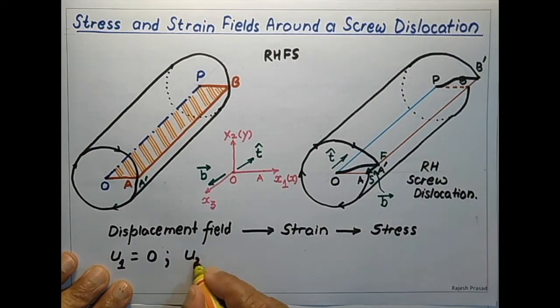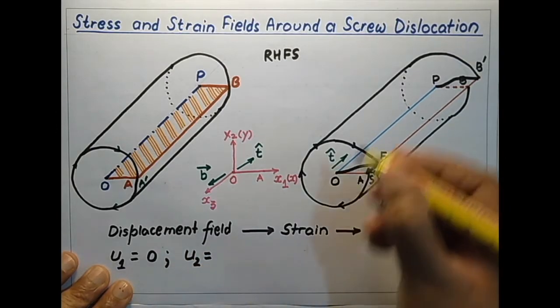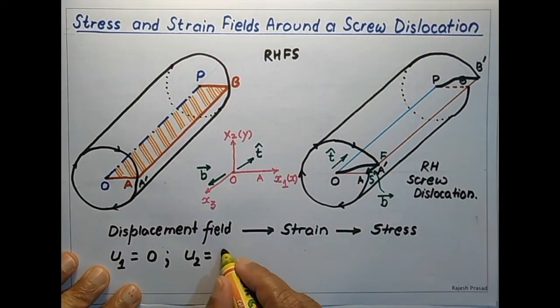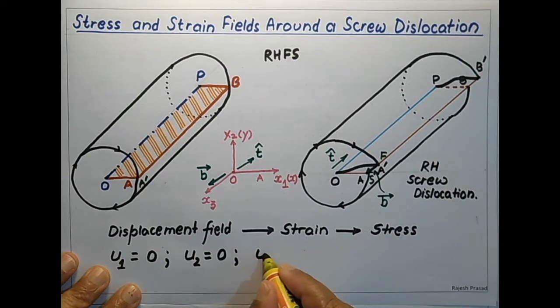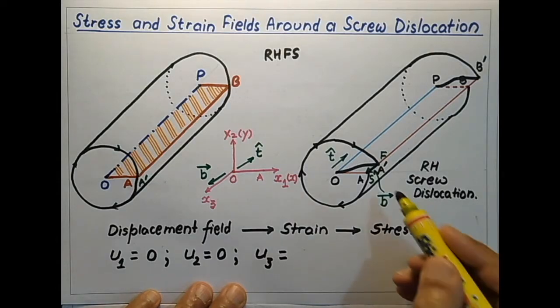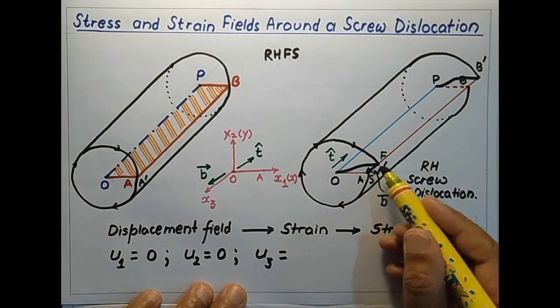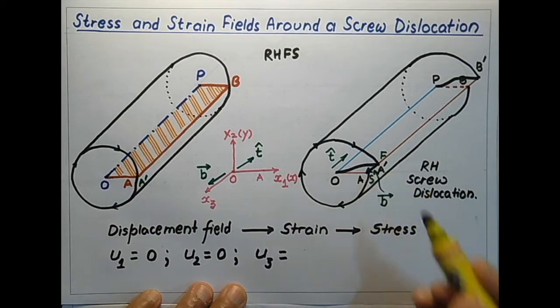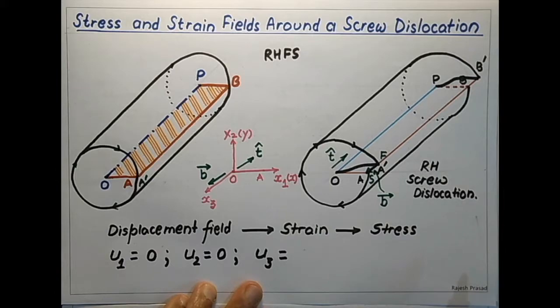The second displacement u2, there is no displacement in the y-axis also, u2 is 0. So only we have displacement in the third axis direction, and that is u3. In this direction, how much is the displacement? The displacement is equal to the magnitude of the Burgers vector. But how can we write that displacement?